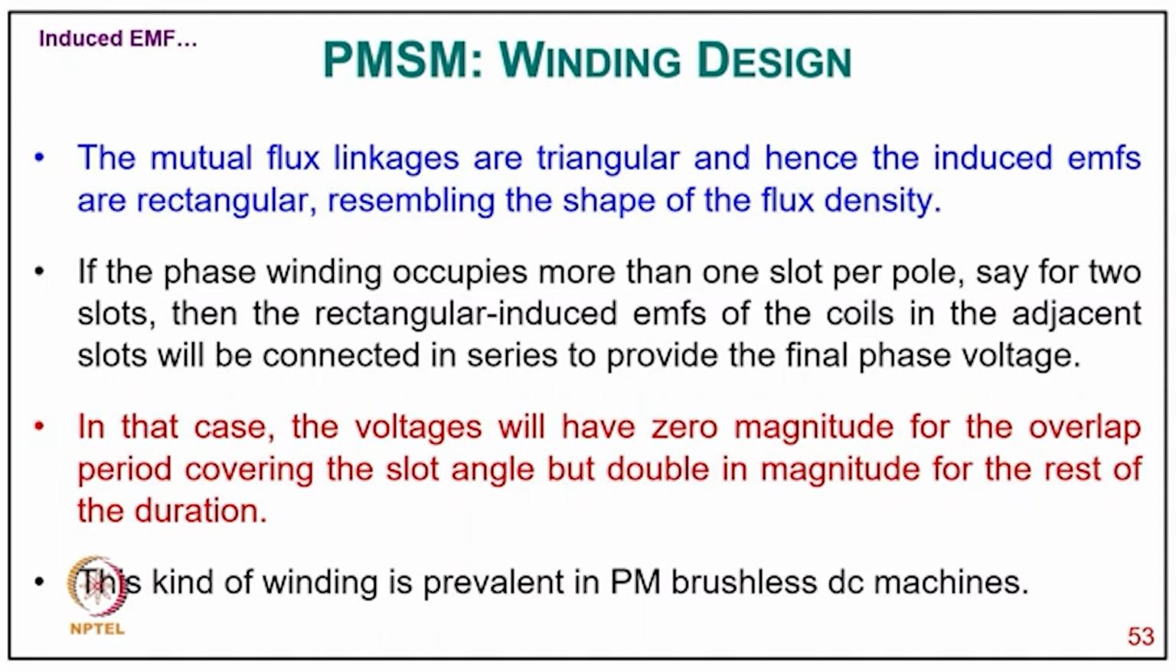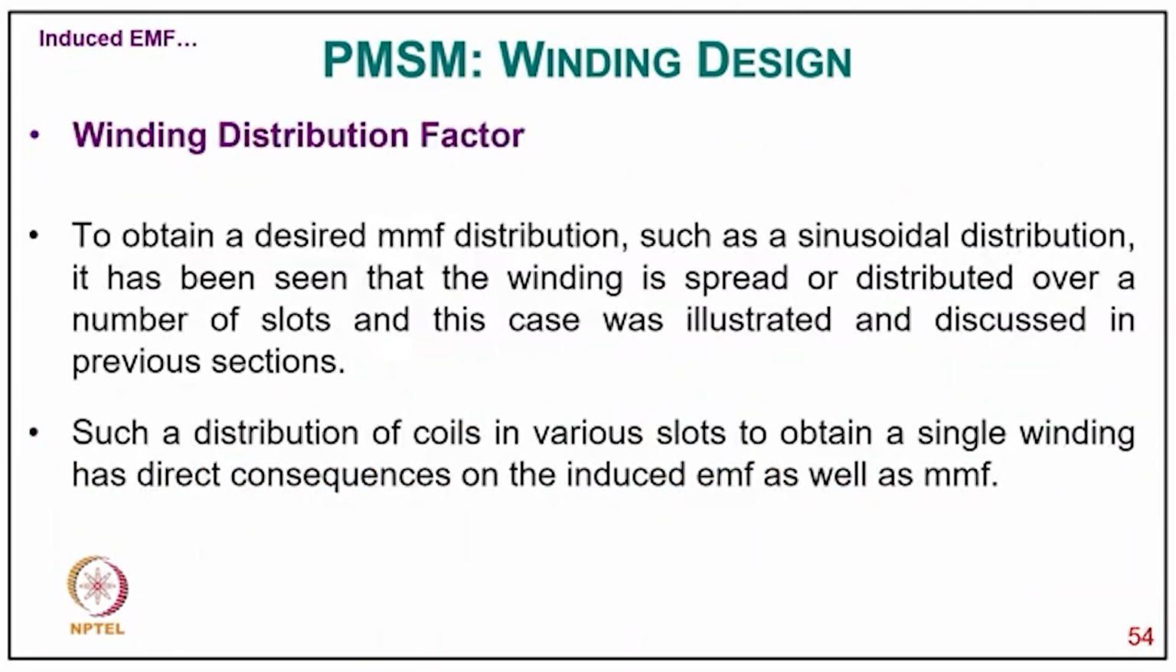If the phase winding occupies more space than 1 slot per pole, say 2 slots, then the rectangular induced EMFs of the coils in the adjacent slots will be connected in series to provide the final phase voltage. In that case, the voltage will have 0 magnitude for the overlap period covering the slot angle, but double magnitude for the rest of the duration. This kind of winding is prevalent in permanent magnet brushless DC machines.